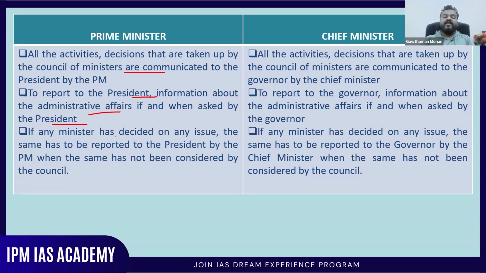And if any minister has decided on any issue, it has to be reported to the President by the Prime Minister when it has not been considered by the Council. So if the Council is not considering some decision and the minister himself is taking that decision forward, that particular decision needs to be communicated to the President by the Prime Minister. Okay, the same applies to the Chief Minister at the state level also.